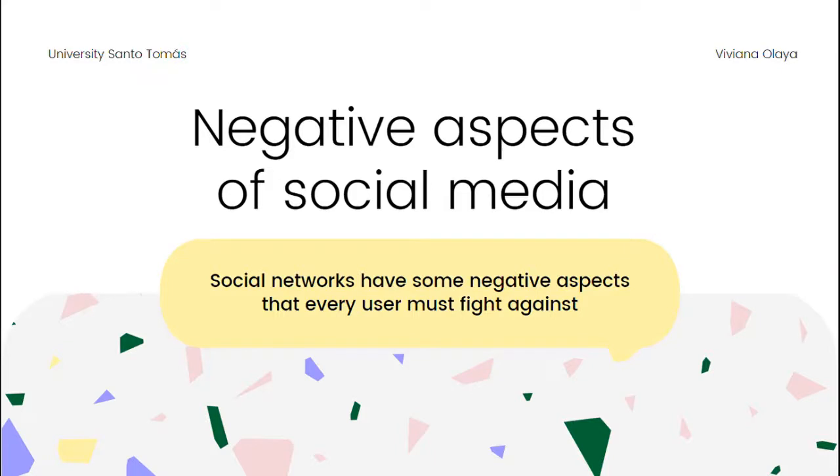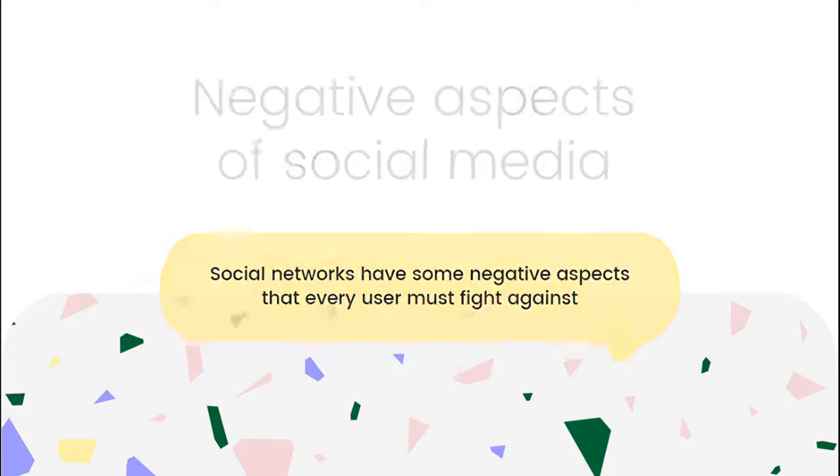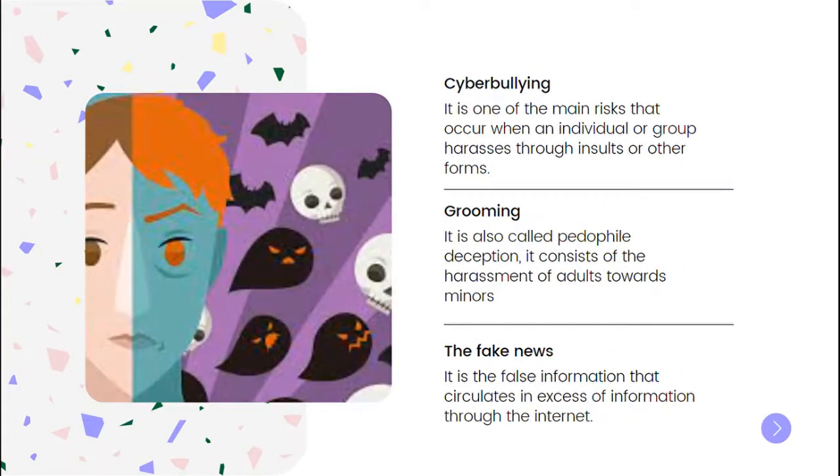Negative aspects of social networks. Social networks have some negative aspects that every user must guard against. Cyberbullying is one of the main risks, which occurs when an individual or group harasses through insults or other forms. Grooming, also called pedophilia and deception, consists of the harassment of minors by adults. Fake news is false information that circulates in messages and other forms throughout the internet.